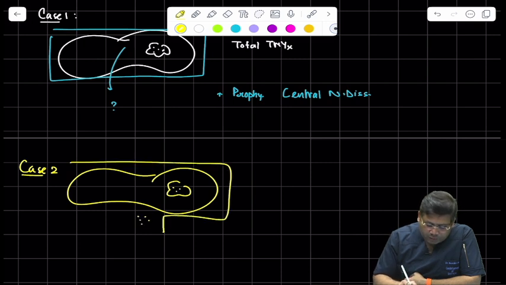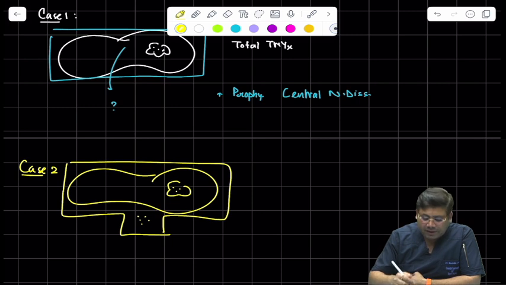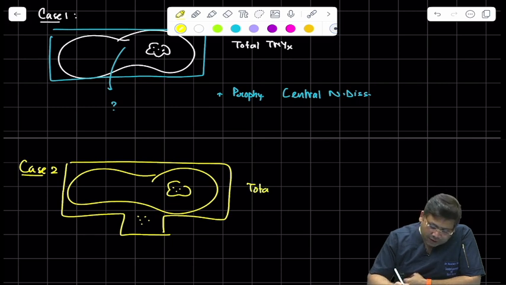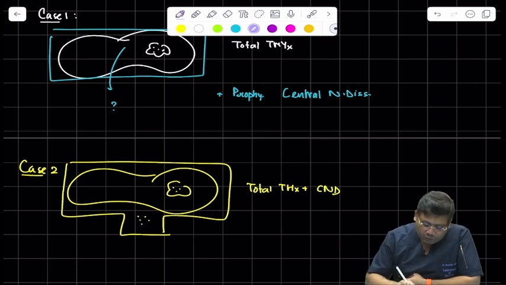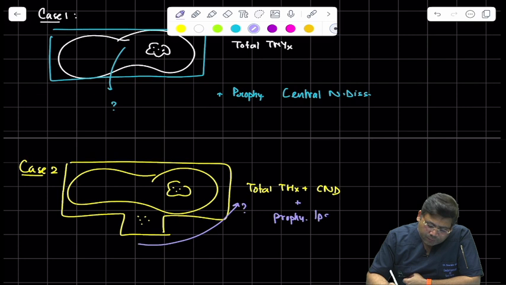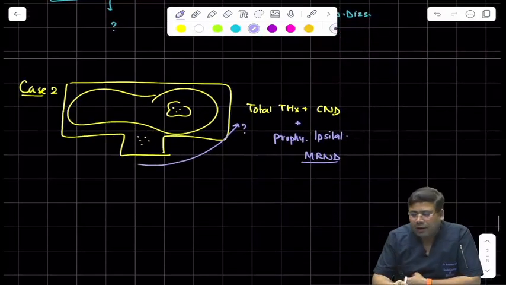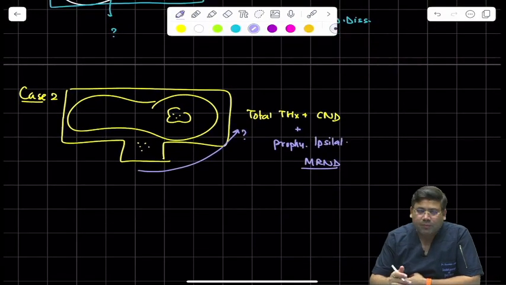So if you have to remove any tumor, every evidence of it, you would have gone for total thyroidectomy in this case, and along with that you would also have gone for central neck dissection. If the tumor has to move from this side, it would move in this place. So therefore prophylactic ipsilateral MRND would be done in this. So what would be the answer? Total thyroidectomy plus central neck dissection plus prophylactic ipsilateral MRND.